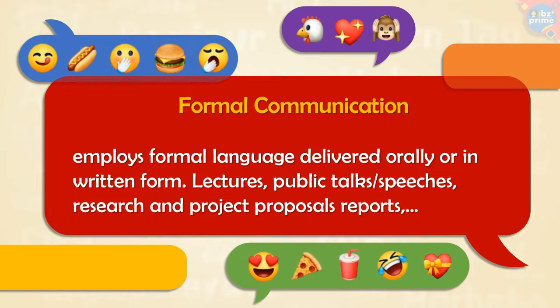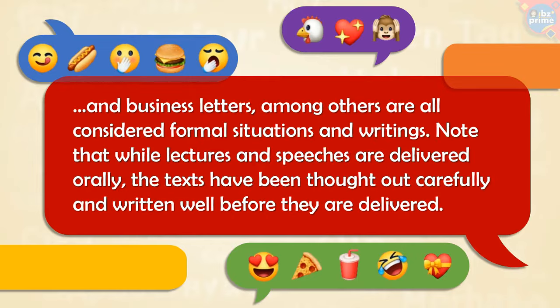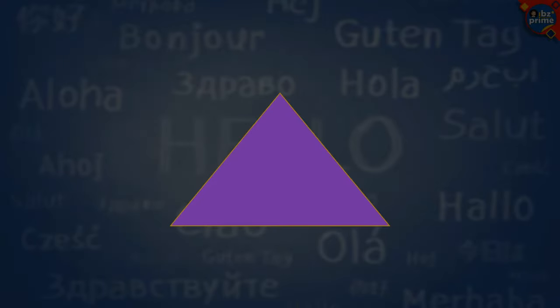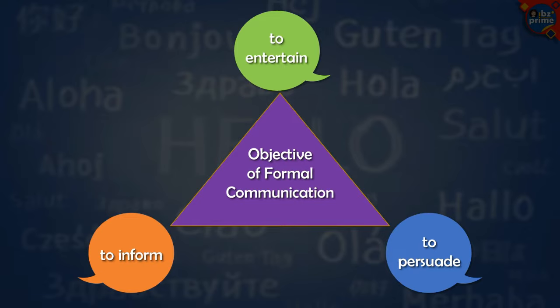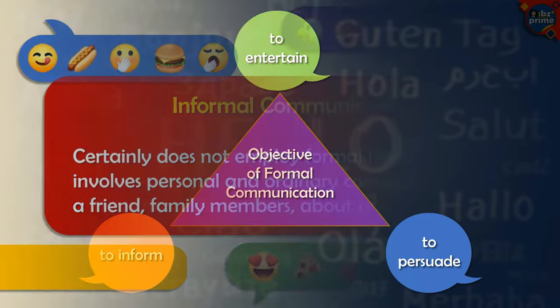Lectures, public talks or speeches, research and project proposals, reports, and business letters, among others, are all considered formal situations and writings. Note that while lectures and speeches are delivered orally, the texts have been thought out carefully and written well before they are delivered. To inform, to entertain, and to persuade are the main objectives of this type of communication.